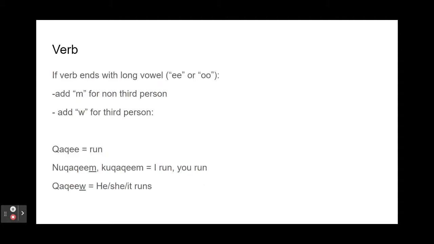And now here's some interesting rules. If the verb ends with a long vowel e or u, add m to the non-third person and w for the third person. So kaki is run, but nukakim is I run. Kukakim is you run. Kakiwa is she, he, it runs.